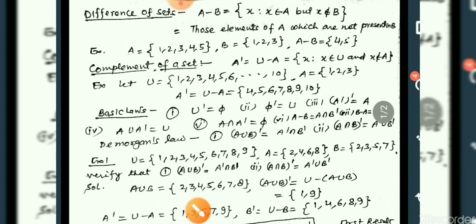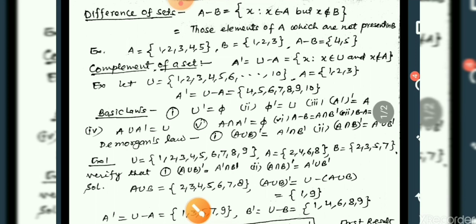Let's have an example. A is equal to {1, 2, 3, 4, 5}, B is equal to {1, 2, 3}. A minus B is equal to {4, 5} here. So this is the difference of sets. Now children, move to complement of a set.